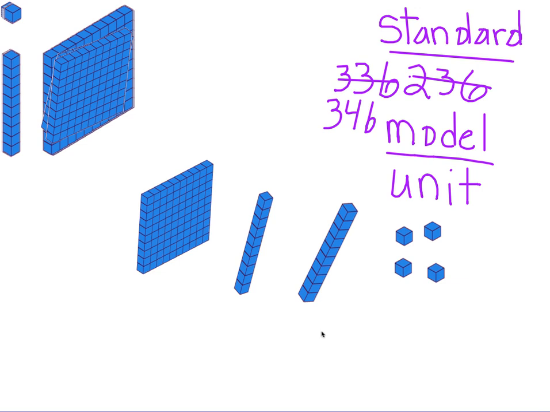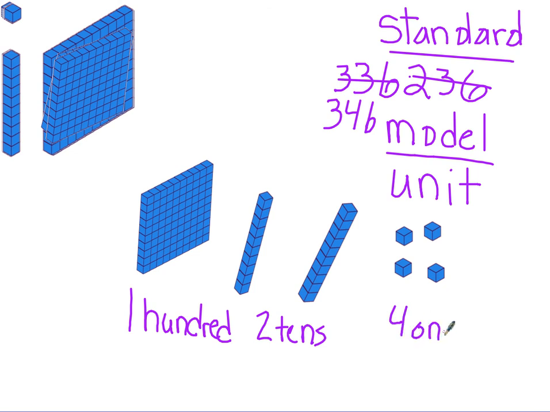At this point, we can see that there is 1 hundred, 2 tens, and 4 ones. The kids are going to read that number in standard form as 124. 124, when thought of in model form, has a deeper meaning than when we just read the number 124.